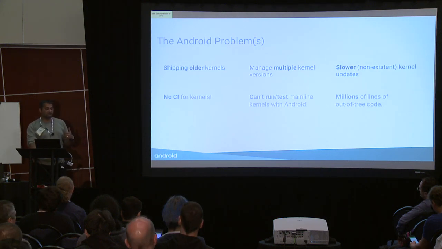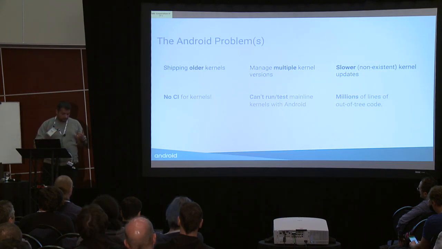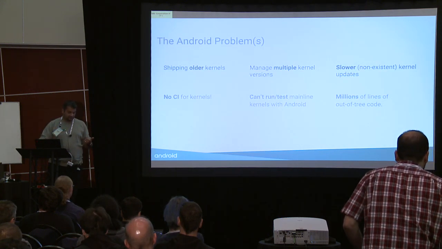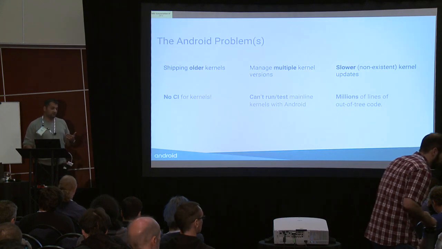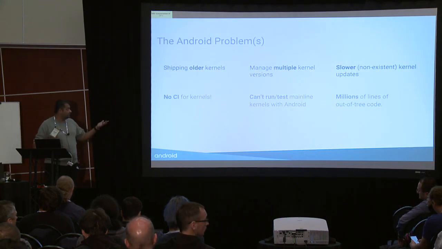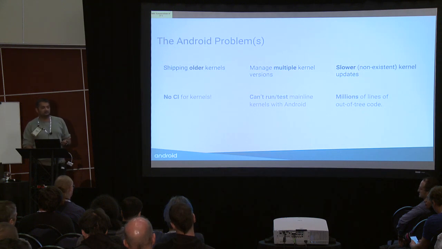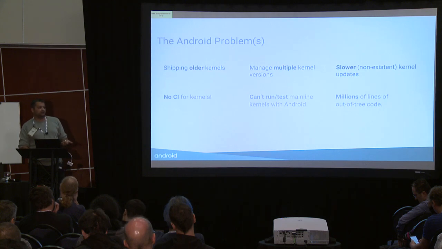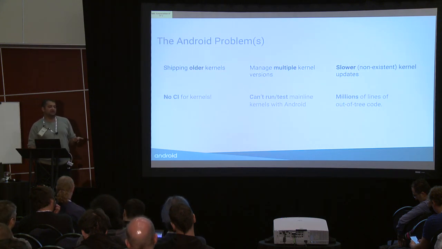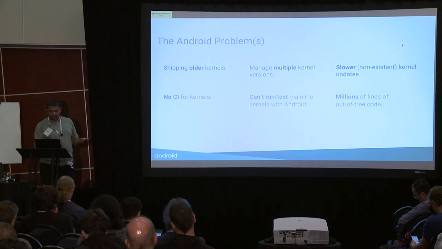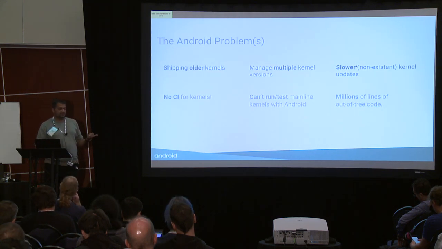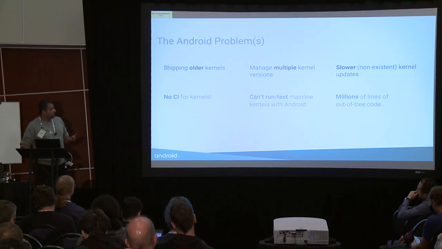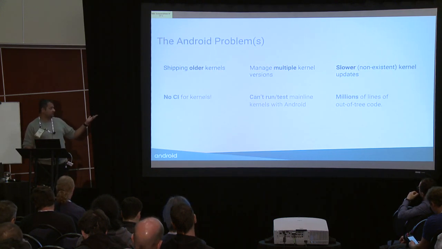Fifth problem, and this is one of the biggest complaints we would hear from kernel developers, and we also have the same problem even as Android kernel or platform developers, is that we can't run or test mainline kernels with Android today, because there is no device that would have a mainline kernel running. The latest you would find is about a 1.5-year-old LTS kernel being run on one of the latest flagship devices, for example. And last but not the least, which I think everyone knows about, is millions of lines of out-of-tree code.